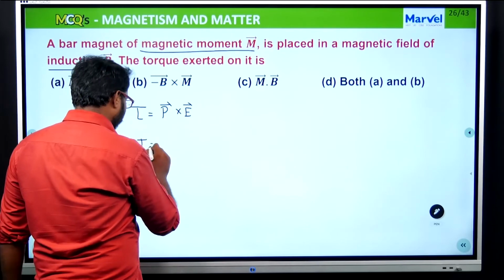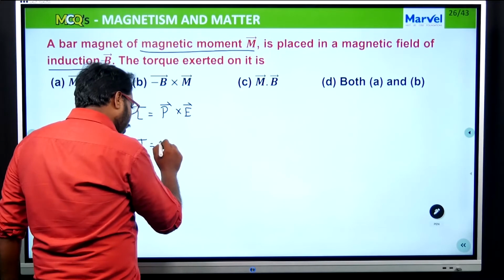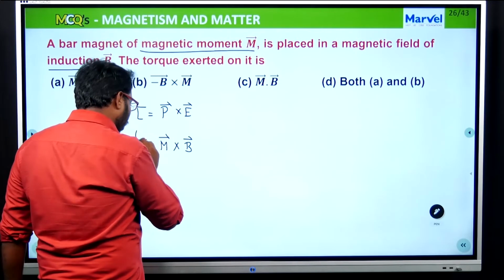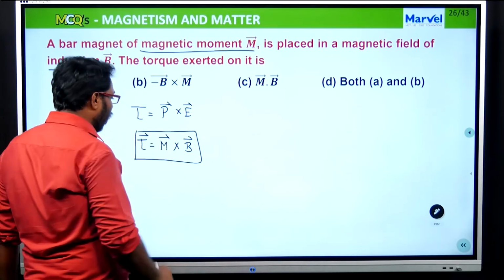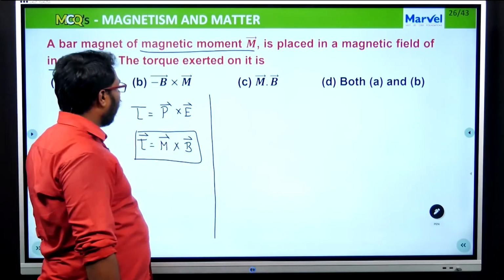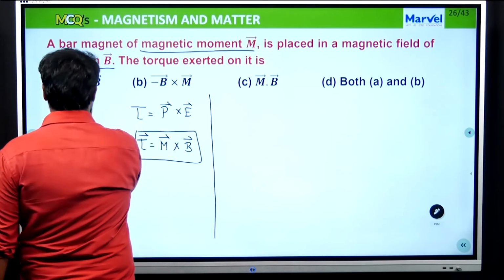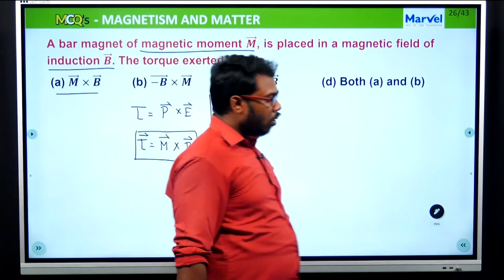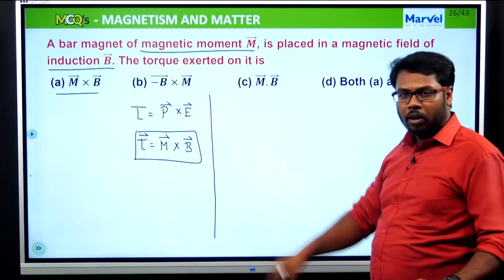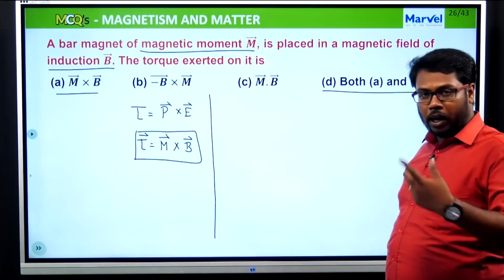We will always be using the same thing again in the magnetic field. So in the magnetic field, tau will be written with magnetic dipole moment instead of electric dipole moment, and the magnetic field instead of the electric field. So tau bar is equal to m bar cross B bar. Easy and straightforward. Option A is correct, but immediately after seeing that you should not mark it. You have to stand back and watch, because we have another option which says both A and B are correct.